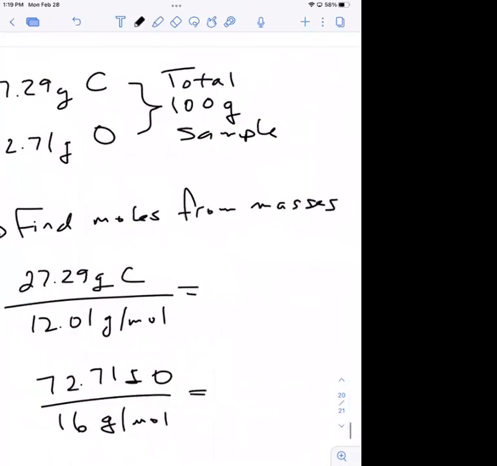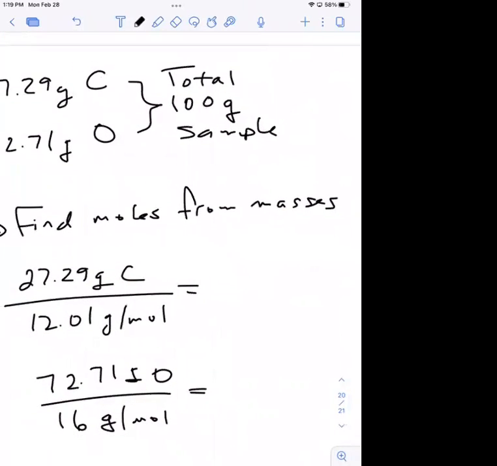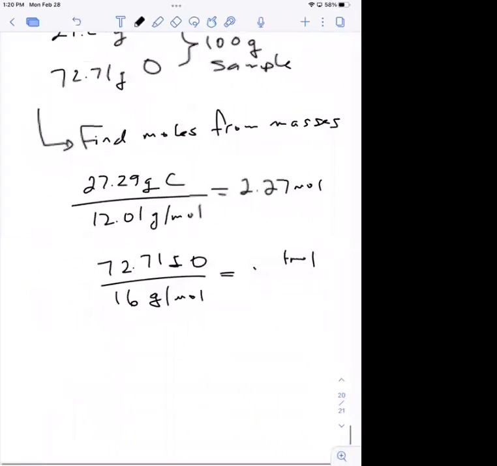Go ahead. What did we get for that first number? 27.29 divided by 12.01. 2.272. Let's round that down to 2.27. And then what about the second one? 4.54. All right, 4.54 moles. So now we're good. Now what's next? We took the masses. We got the moles.